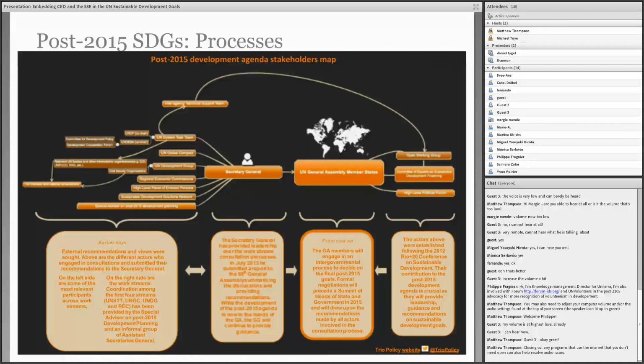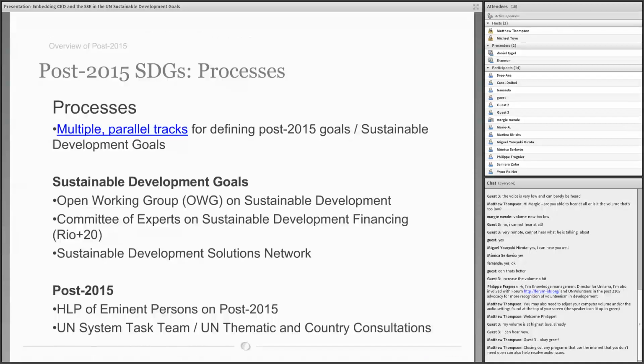So essentially what we're looking at is two broad work streams. On the Sustainable Development Goal side, you have the Open Working Group on Sustainable Development, which met as a result of the Rio Plus 20 process. It's an intergovernmental committee that has been charged with coming up with options and advice for the Sustainable Development Goals that will then be negotiated by the UN member states. And they had meetings all last year, and into this year they're continuing meetings.